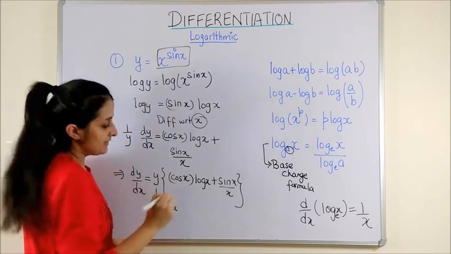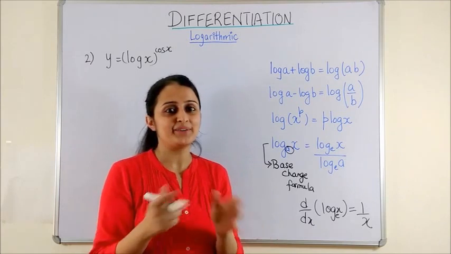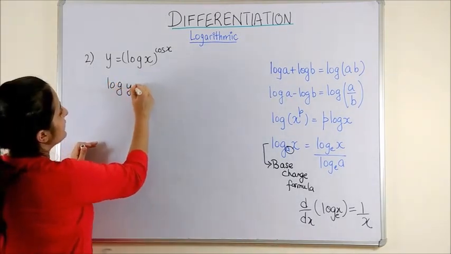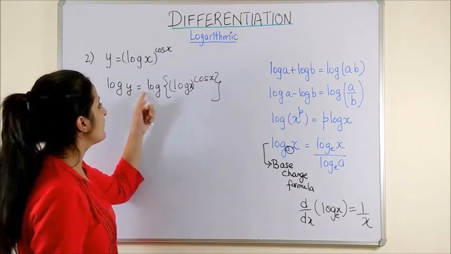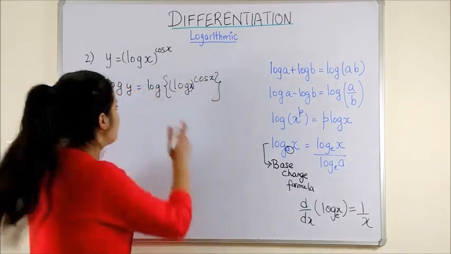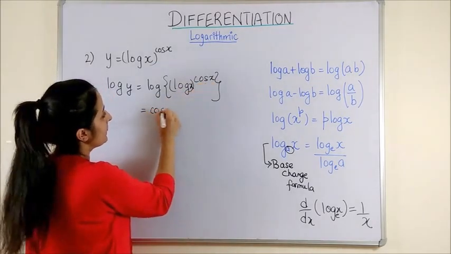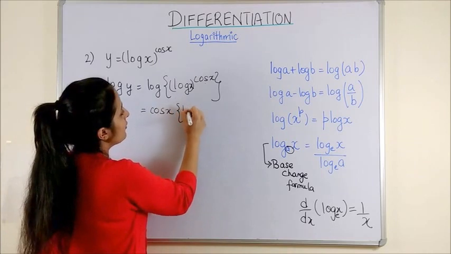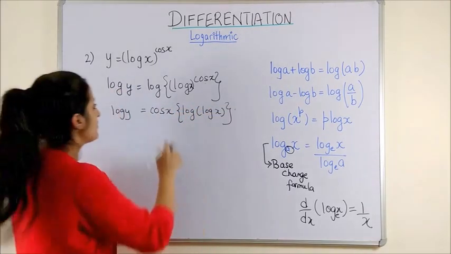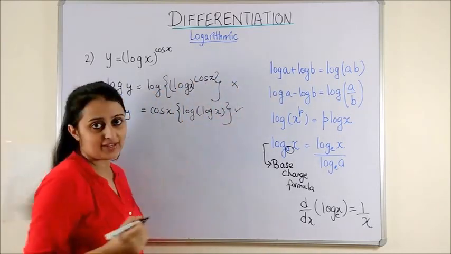Let's deal with another similar and simpler question. So taking log on both sides, we get log y is equal to log of log x raised to power cos x, which eventually becomes, this cos x comes down, cos x log of log x. Please note, while taking log, you may not show this step and directly reach this one.